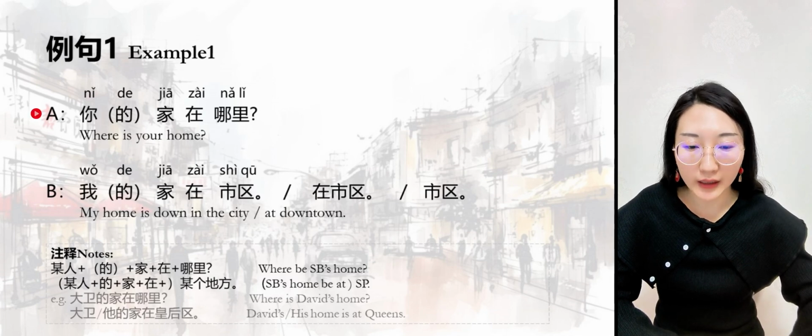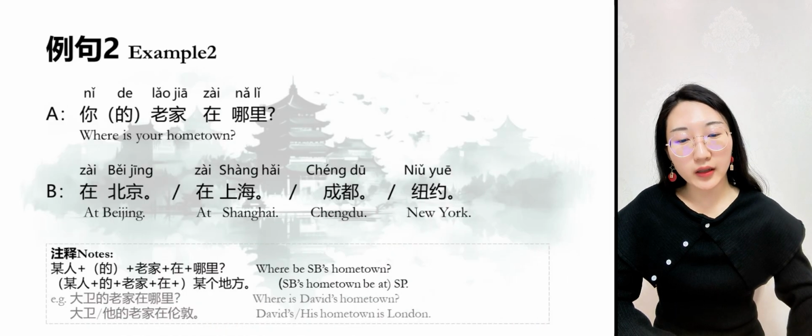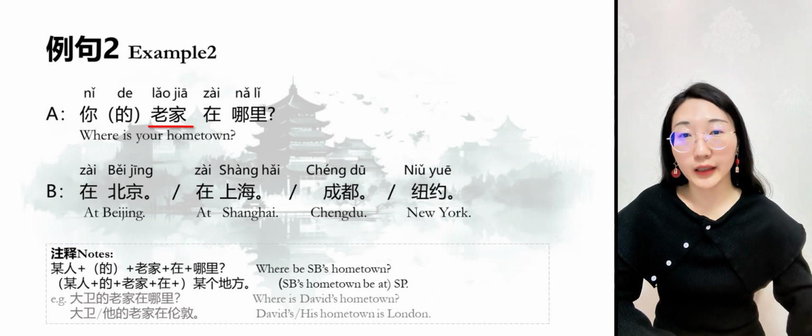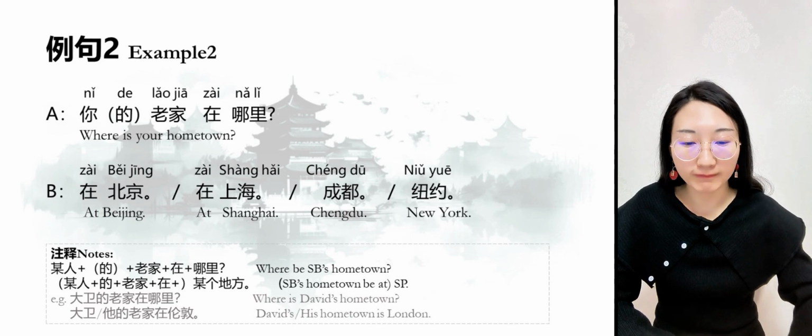你的家在哪里？你家在哪里？我的家在市区。我家在市区。在市区。市区。So the next sentence is in the same structure as this first one. We just use the word 老家 to replace 家. So you can read after me now.